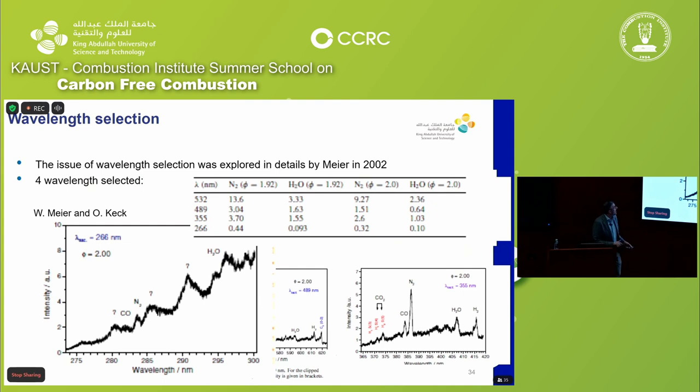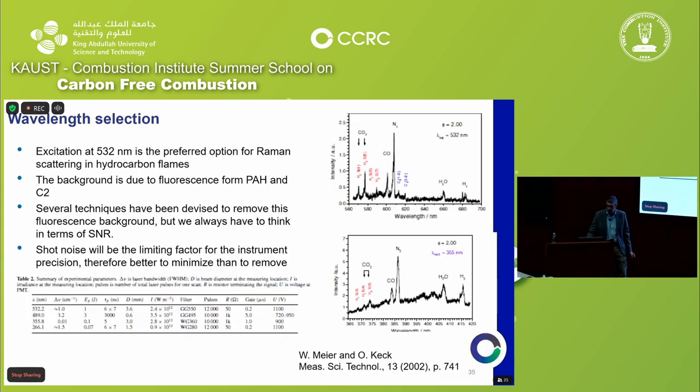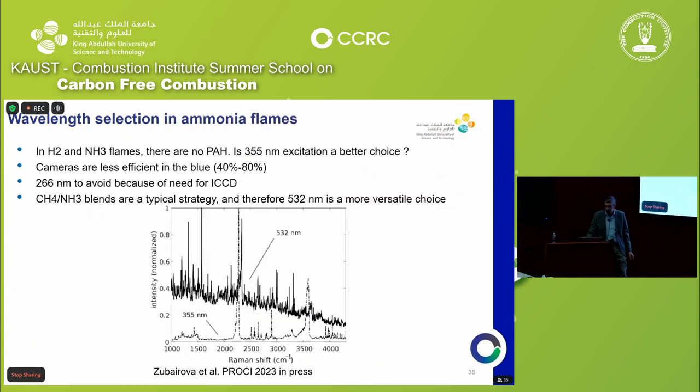So if we go then to something like 266, you can barely recognize the Raman spectrum anymore. All we see is the fluorescence signal. So simply looking at the Raman cross-section is not really a good idea. So important when you're selecting the wavelength is trying to estimate what is your signal to noise ratio and the signal to fluorescence interference ratio for your measurement.